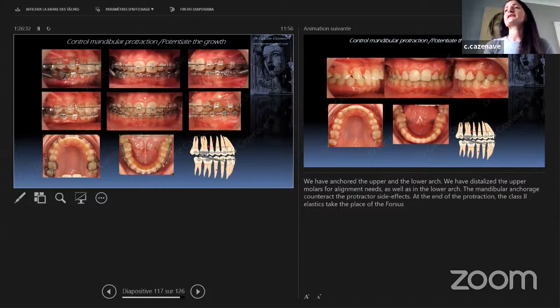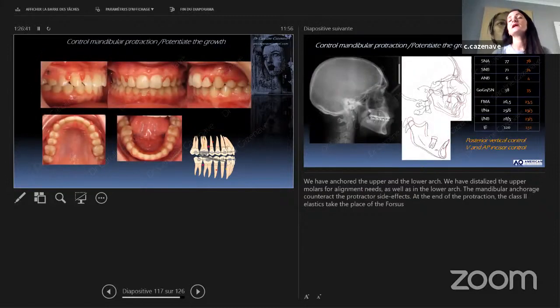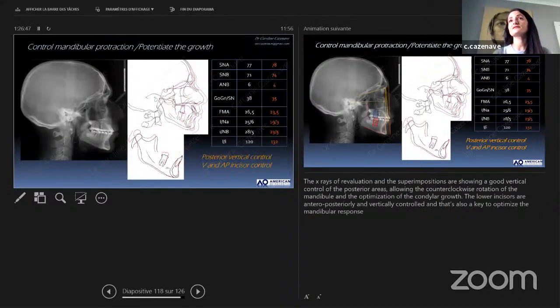At the end of the protraction, the class 2 elastic takes the place of the appliance. And here is the outcome with a good class 1 relationship. The X-rays of reevaluation and the superimposition are showing a good vertical control of the posterior areas, allowing the counterclockwise rotation of the mandible and the optimization of the condylar growth.